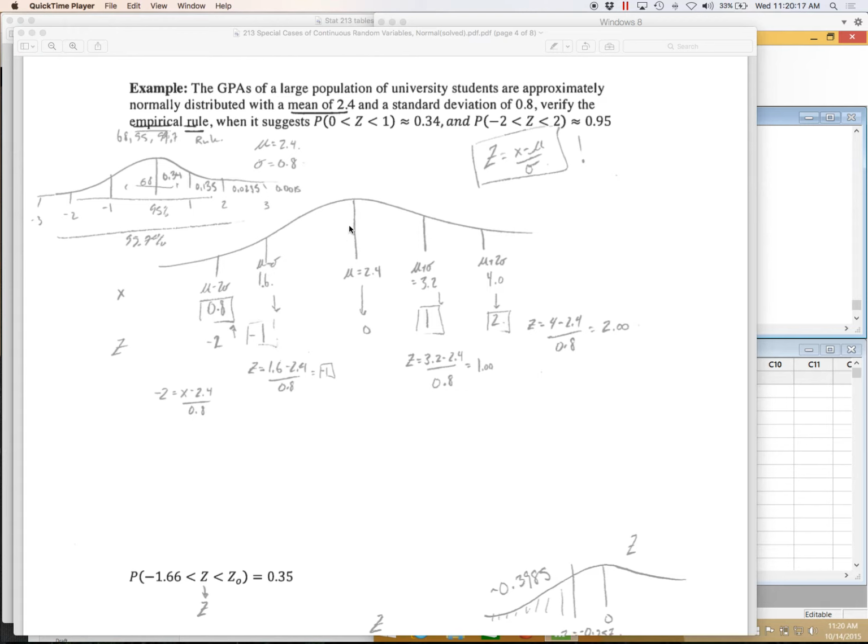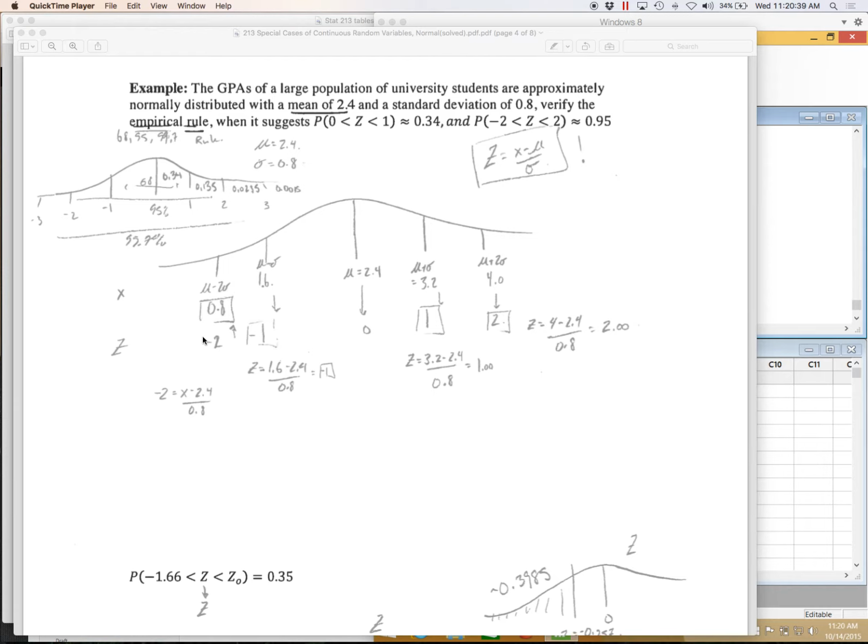There are two scales going on. In terms of GPA, the middle is 2.4. Plus 0.8, so one standard deviation above the middle is 3.2. Two standard deviations above the middle is 4.0. All I've done here is 2.4 plus 0.8, then 3.2 plus 0.8. I can do the same thing for the negative standard deviations.